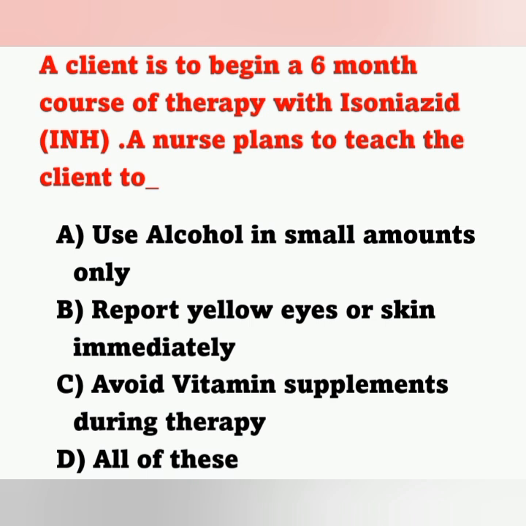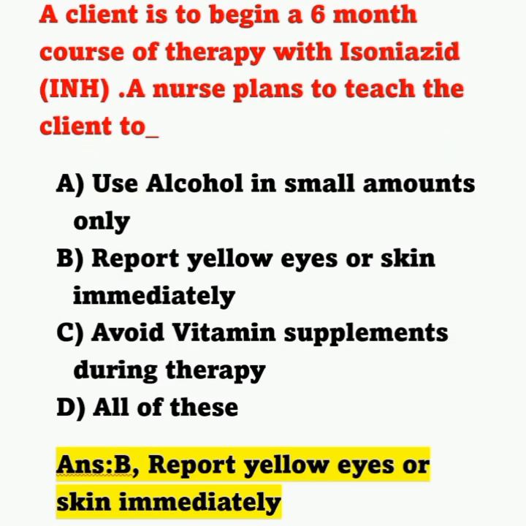Isoniazid is a first-line bactericidal medication for tuberculosis. The main side effects of isoniazid therapy include hypersensitivity reaction, peripheral neuritis, neurotoxicity, hepatotoxicity, especially increased liver function test levels, and also vitamin B6 deficiency may develop for this patient. Then vision changes and hepatitis will occur to patients taking isoniazid. So as a nurse, she should tell the patient to report yellowish eyes or skin immediately. Option B is the correct answer.